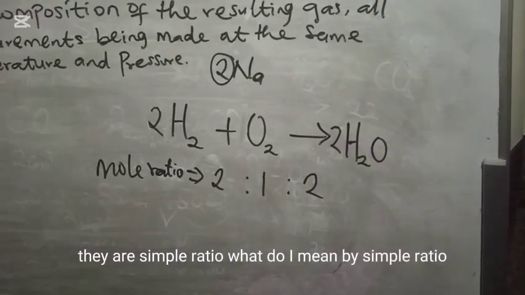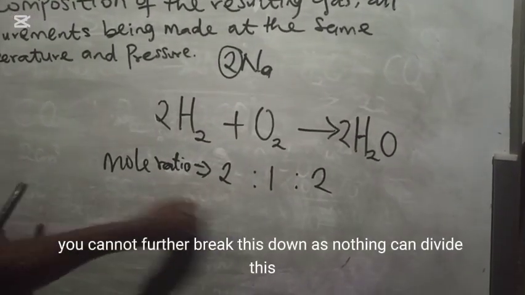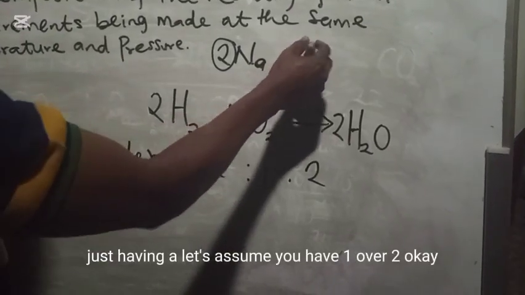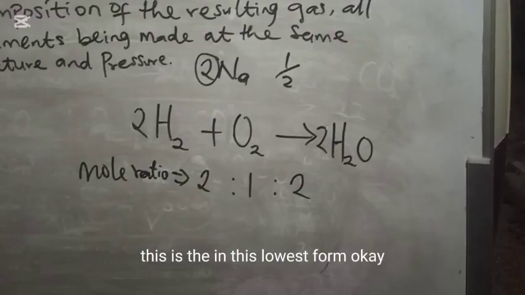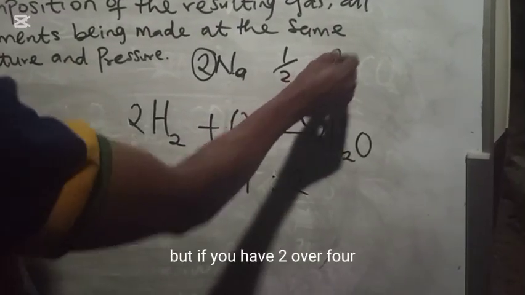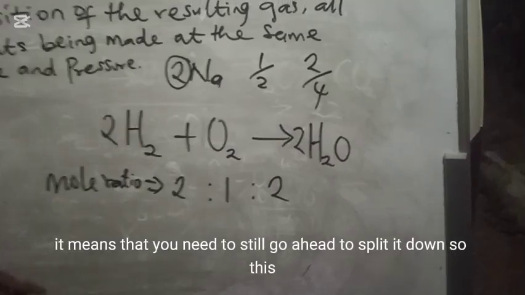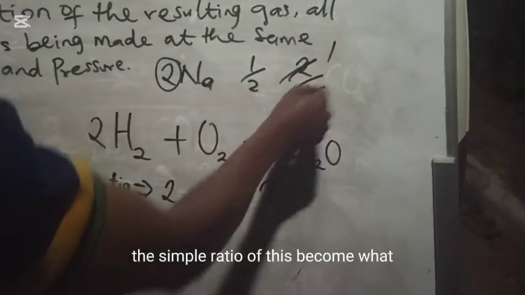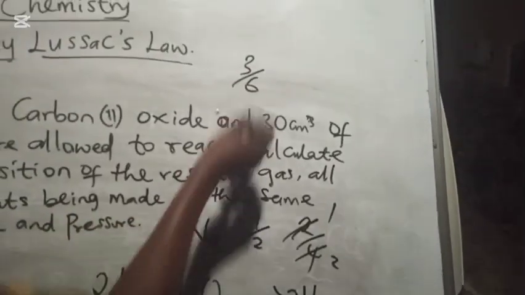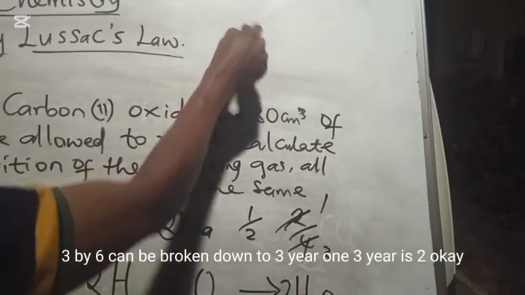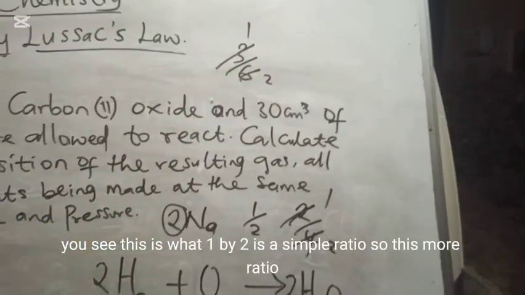What do I mean by simple ratio? You cannot further break this down, as nothing can divide it. Let's assume you have 1/2. This is in its lowest form. But if you have 2/4, it means you still need to split it down. So the simple ratio of this becomes 1/2. Or you have 3/6. 3/6 can be broken down to 3 divided by 3 is 1, 6 divided by 3 is 2. See, 1/2 is a simple ratio.